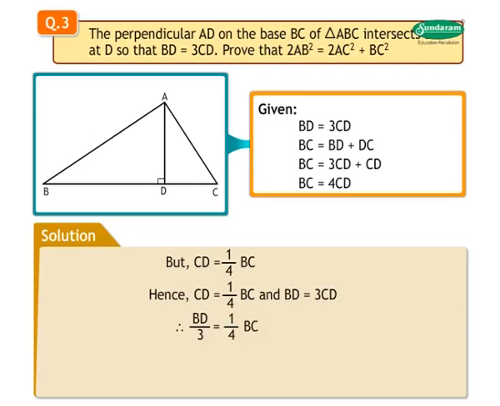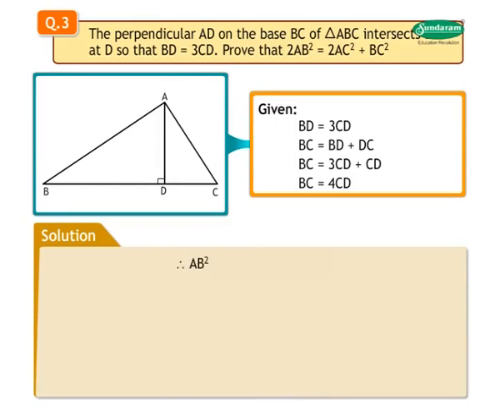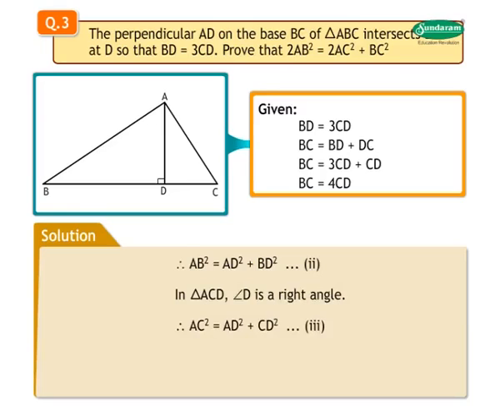Therefore, BD upon 3 is equal to 1 upon 4 BC. BD is equal to 3 upon 4 BC. Let us assume this as statement 1. In triangle ABD, angle D is a right angle. Therefore, AB square is equal to AD square plus BD square. Let us assume this as statement 2. In triangle ACD, angle D is a right angle. Therefore, AC square is equal to AD square plus CD square. Let us assume this as statement 3.